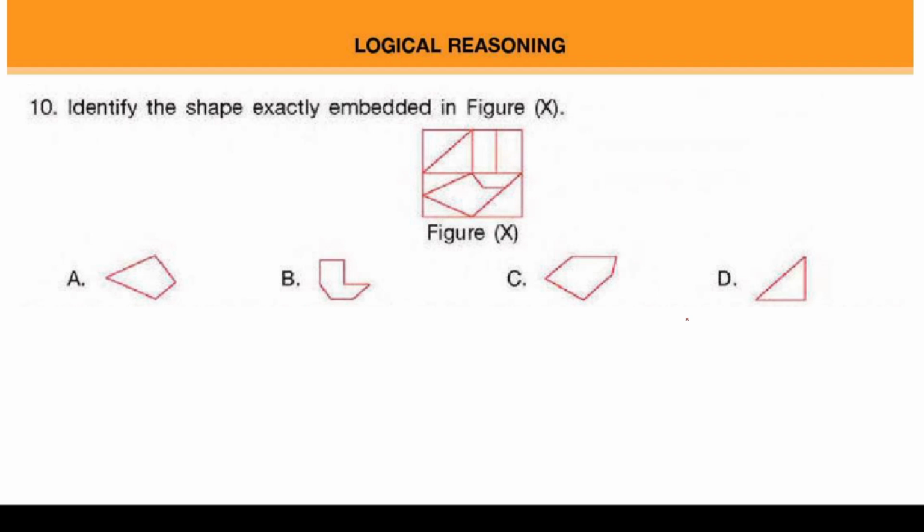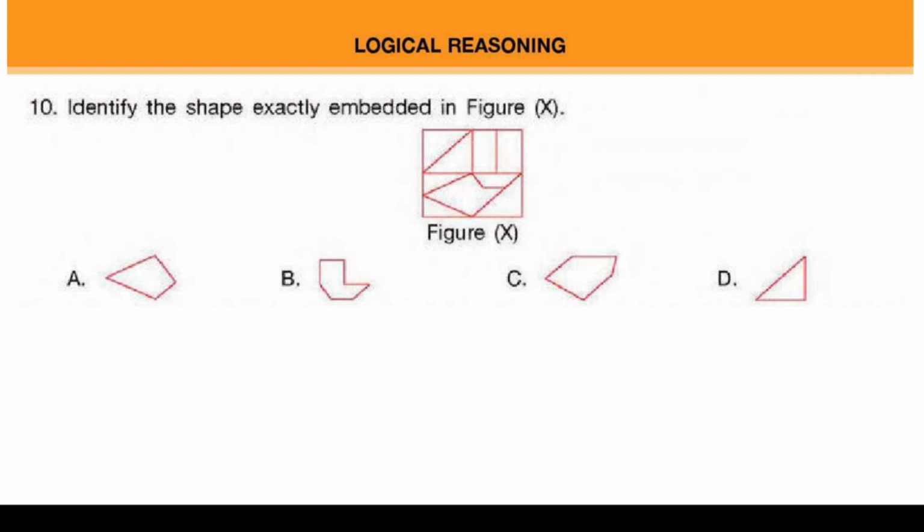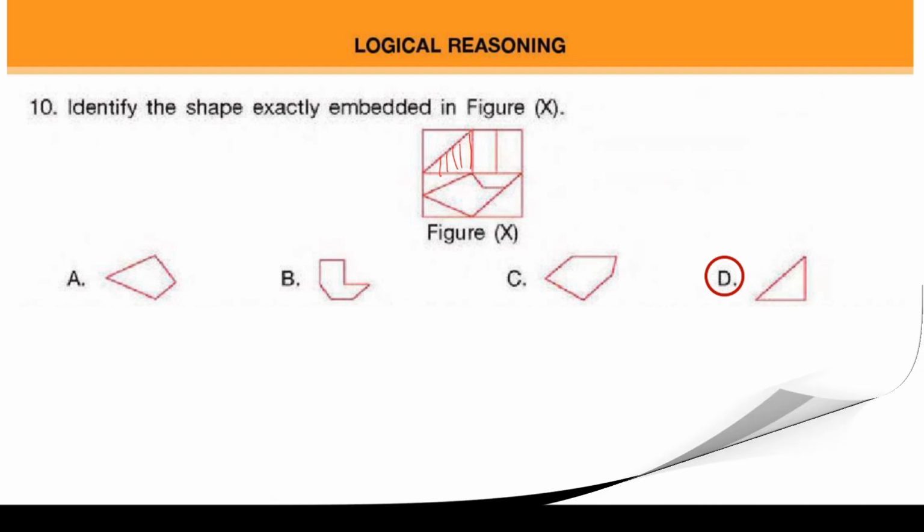Next question. Identify the shape that is exactly embedded in figure X. These are the options here. Try to get the right answer. Well, if you observe carefully, it is this triangle, which is your option D, that is exactly embedded.